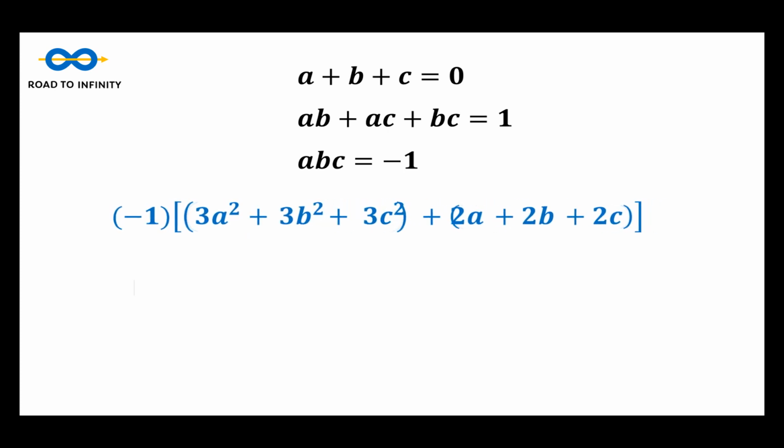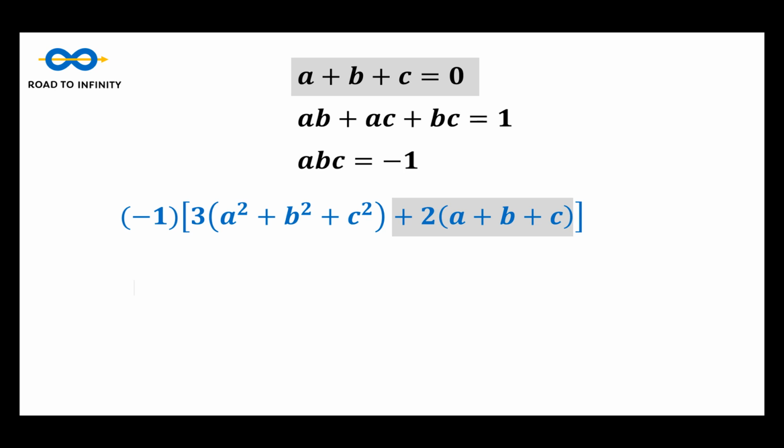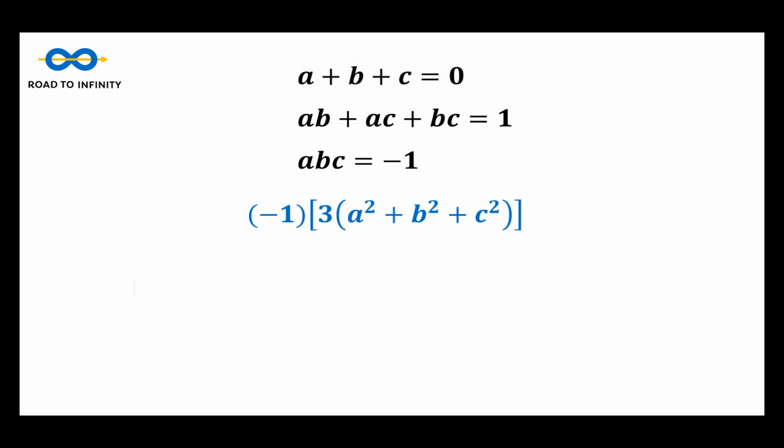Grouping the terms with the same degree gives us minus 1 times the sum of 3a squared plus 3b squared plus 3c squared plus 2a plus 2b plus 2c. Then, take the factors of 3 and 2 out of the two terms, respectively. We have a plus b plus c equals 0. Put it into the expression, we get 2 times the sum of a, b and c is eliminated.